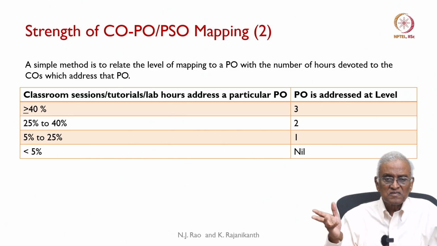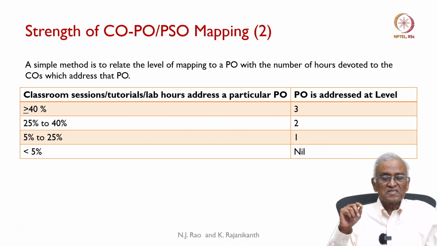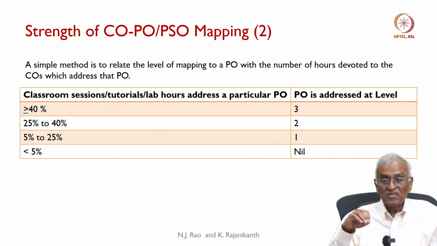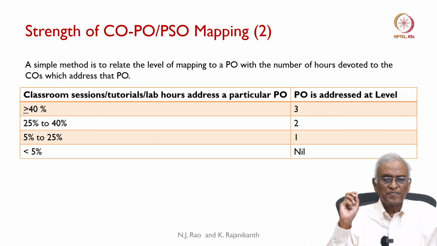After some discussions in various workshops, we said that 40% is a good reasonable indicator for mapping strength 3. Anything from 25% to 40% we consider mapping strength 2. 5 to 25% is 1. Anything less than 5% is nil, because you may vaguely mention something in one lecture, and that cannot be considered as addressing that particular PO. So we consider anything less than 5% as nil.